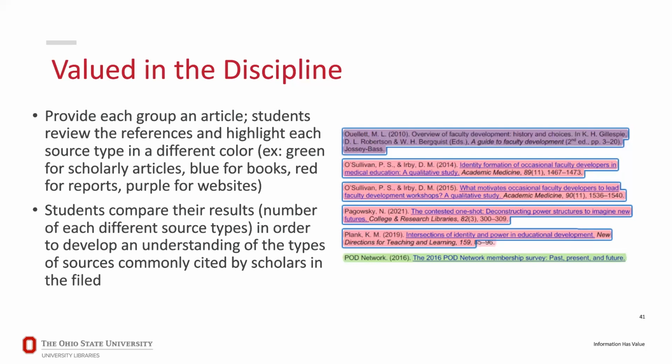In this case, for example, the pink highlights are scholarly journal articles. The purple is a book chapter. The green is a report, right? They would go through and highlight and categorize all of the different references. And then they could compare their responses. 80% of the sources cited in this are scholarly journal articles. 90% of the sources cited are scholarly journal articles. So they start to get an idea of what types of sources are most valuable in the field themselves.